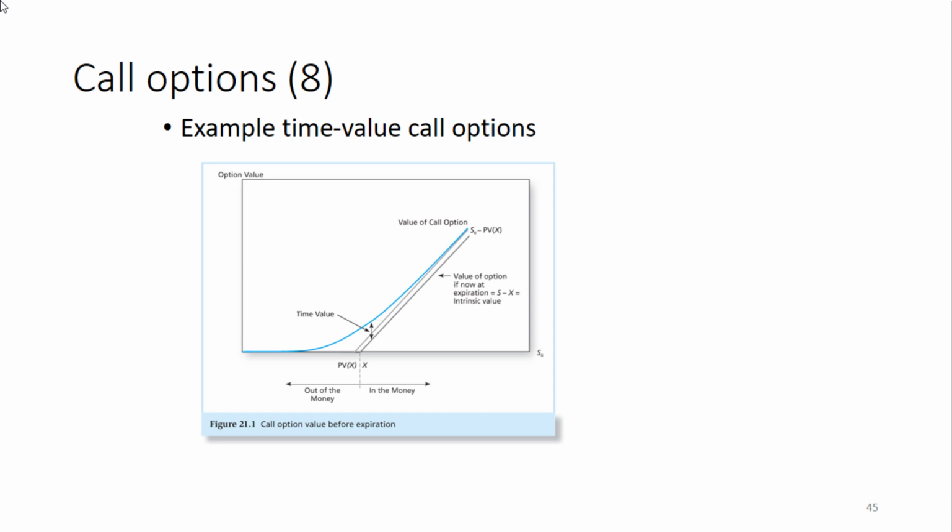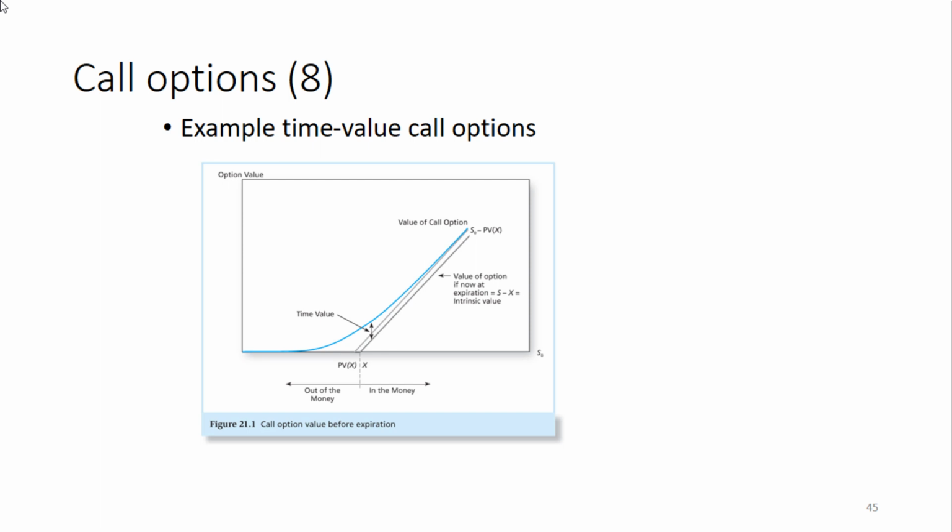In this graph, on the x-axis is the value of the underlying asset, and on the y-axis is the value of the option. Then there is the black line, which is zero, falling together with the x-axis between 0 and the exercise price, where it's out of the money. And then it has a 45-degree line going up when the option starts to get into the money. That's the intrinsic value of the option.